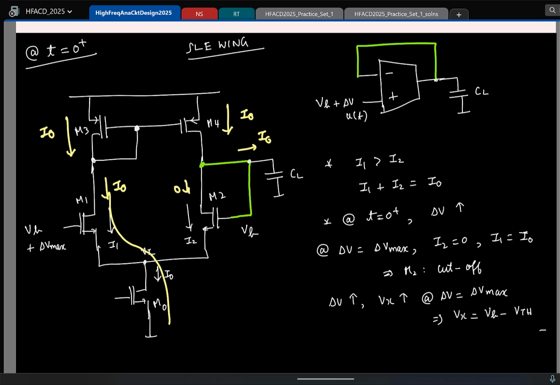And at that delta V max, I know my Vx is Vb minus Vth, and this is essentially the gate to source voltage of M1. And what is the current flowing in M1? I0. So I can call it Vgs of M1 at the current I0. So if I write it, Vgs of M1 at a current I0, that is the gate voltage. What is the gate voltage of M1? Vb plus delta V max minus the source voltage, which is Vb minus Vth.